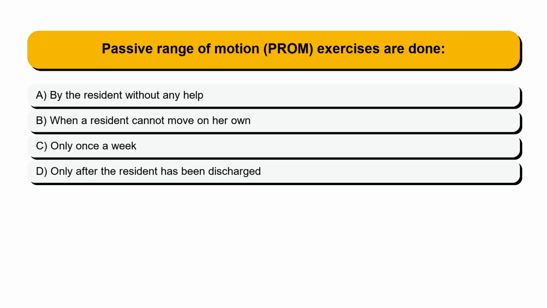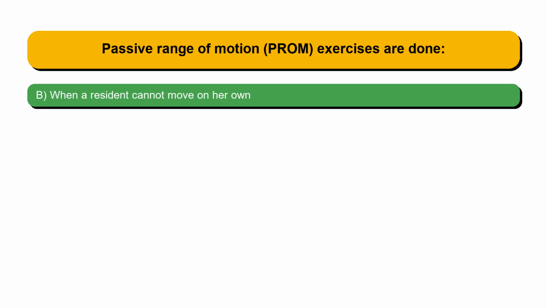Question 32. Passive range of motion, PROM, exercises are done. Option A. By the resident without any help. Option B. When a resident cannot move on her own. Option C. Only once a week. Option D. Only after the resident has been discharged. The correct answer is option B. When a resident cannot move on her own.